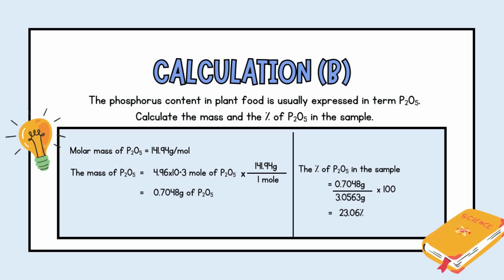Next calculation is to calculate the mass and the percentage of P2O5 in the sample. The mass of P2O5 can be found by the mole of P2O5 times the molar mass, and the answer is 0.7058 grams of P2O5. The percentage of P2O5 in the sample can be found by 0.7048 grams divided by 3.0563 grams times 100, and the answer is 23.06%.